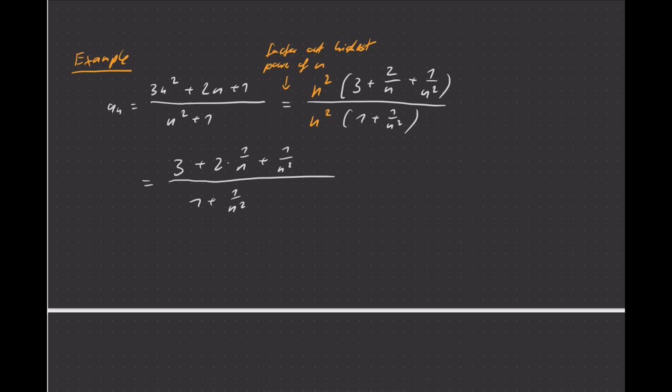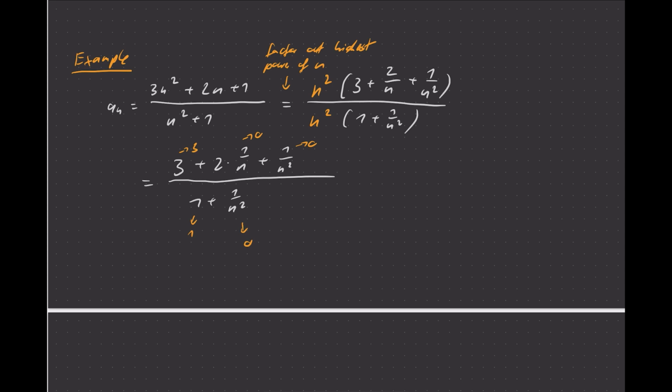And that means both the numerator and the denominator are sums of convergent sequences. This is a constant sequence that, of course, tends to 3. This tends to 1. Here we have harmonic sequences that tend to 0, and that also tends to 0. And here we have a product of two sequences, the constant sequence 2 and the harmonic sequence tending to 0. So the product of those two tends to 2 times 0.